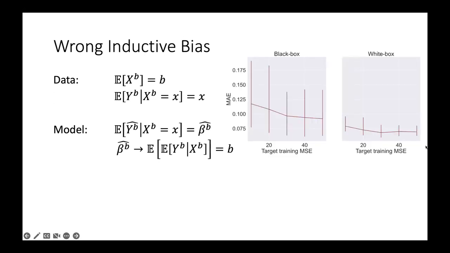In experiments, in order to induce a wrong inductive bias, so to get models with different levels of fit, we always train a model with the same architecture, but we perform early stopping at pre-specified training hours. On the y-axis here, you don't see accuracy, but this time mean average error, which means that the smaller the value, the more successful the attack is. And in accordance with our theory, we see that the worse the model fits the data, the better the attacks work.